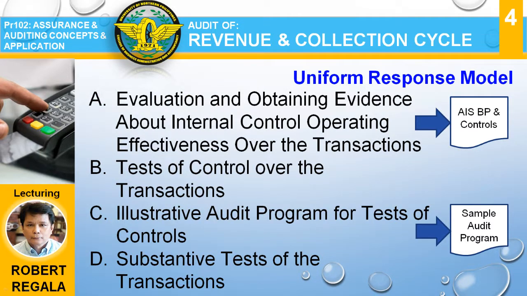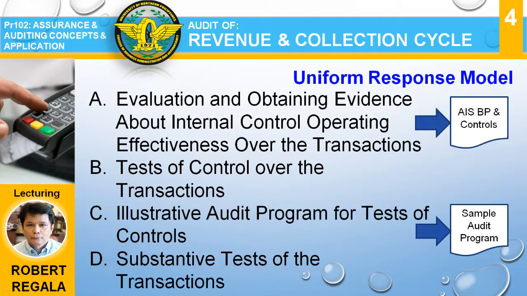Slide 4. Uniform response model. For classroom purposes, we'll be using a four-area uniform response model for the risk response portion of the audit of the revenue, expenditure, investing, and financing cycles. This model is as seen on the slide.